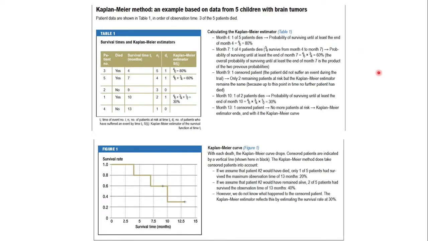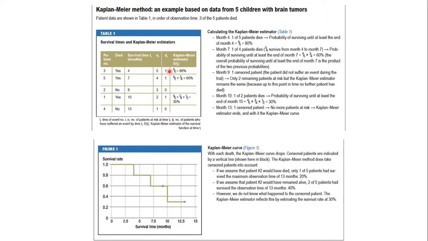All right, here's some examples from your readings that show you how they go about calculating the survival function. So we have here survival times and what they call Kaplan-Meier estimates. We have the patient number here. Did they die or not? Yes or no. How long did they survive? How long till that event? And this is the number of patients at the beginning. So there's 5, 4, 3, 2, 1 to the end of the study.